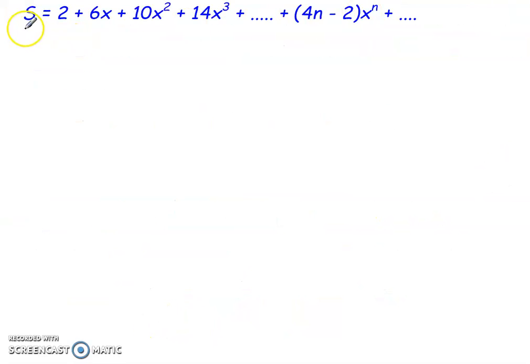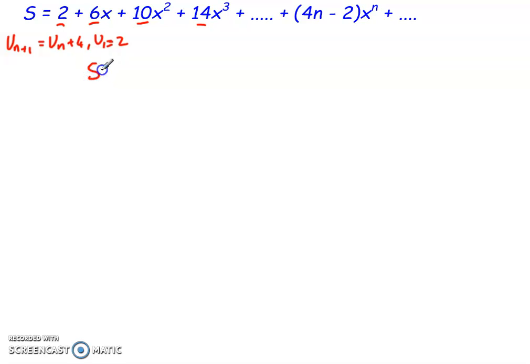So the first one here, I've got the series equals 2 plus 6x plus 10x squared plus 14x cubed, and so on, with the generic term being given by that. So same as before, first thing to do is look at the coefficients. For each of these coefficients, I'm adding 4 every single time. So again, it's a linear recurrence relation where u(n+1) is equal to u(n) plus 4, with my first term u1 being 2.